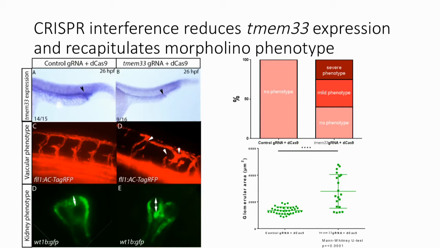So I designed some guide RNAs for tmem33 and a control guide, and injected these along with dCas9 mRNA. We found that the expression is decreased in the knockdown, and we get vascular branching defects as well as cystic kidneys, which I've quantified on the right there. You can see that we've got tmem33 in red in the graphs. We see increased vascular phenotype, and then at the bottom we see an increased glomerulus area. So I decided to try this again in the calcium reporter line.